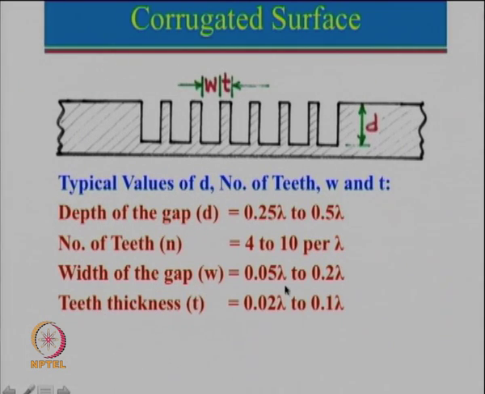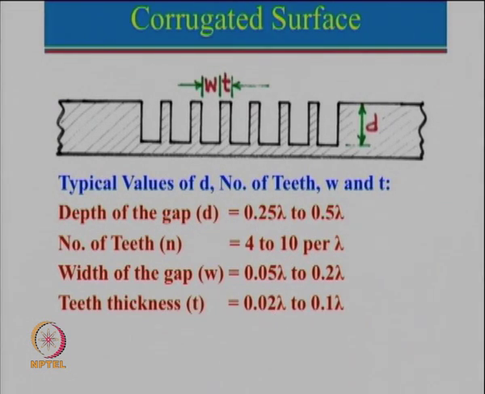The width of the gap in general can vary between 0.05 lambda to 0.2 lambda, depending upon how many teeth one has taken. Corresponding to that, one can choose between this value, and in general the teeth thickness should be less than the width of the gap. So correspondingly W and T you can choose. First you need to decide the frequency of operation, then you decide the number of teeth, and after that you choose the value of the width and the teeth.